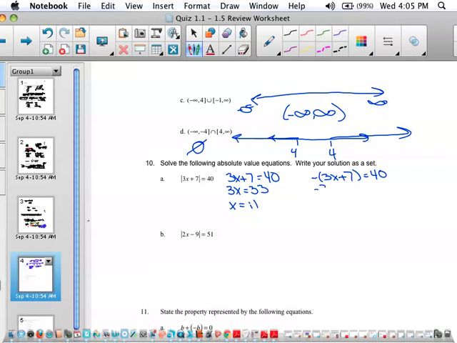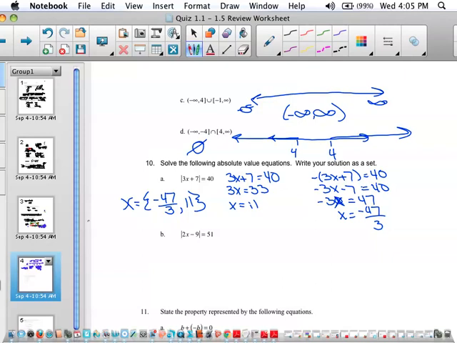The second one, minus 3x minus 7 equals 40. Minus 3x equals 47. Sorry, that's an x. So x is equal to negative 47 thirds. Writing this in set notation, x is equal to the set minus 47 thirds and 11.